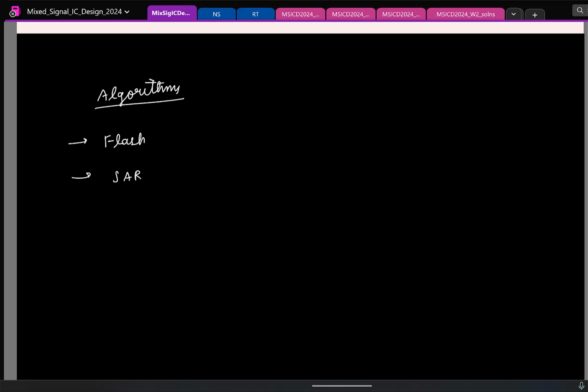So from now on, whenever I draw an ADC like this, it can either be flash or it can be SAR. The basic principle will be valid for both of them, just that the circuit implementation will differ. Cool. Now let's see if we can come up with some technique so that we can get a higher resolution. So for that, let me take a look at the ADC.